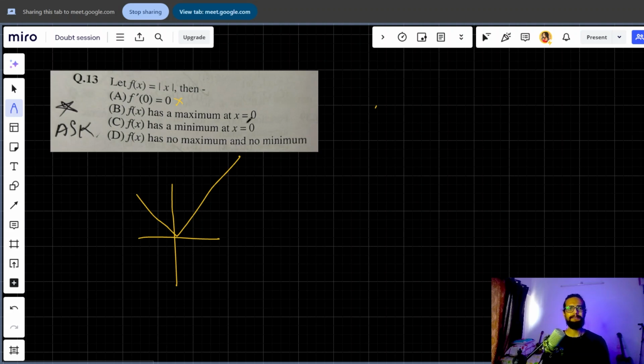f(x) has a maximum at x equal to 0. Obviously not, we can see that it is actually the minimum. So of course it has a minimum at x equal to 0. This is correct. This is incorrect. Any doubts here? Just by observing the graph, you could have identified this.